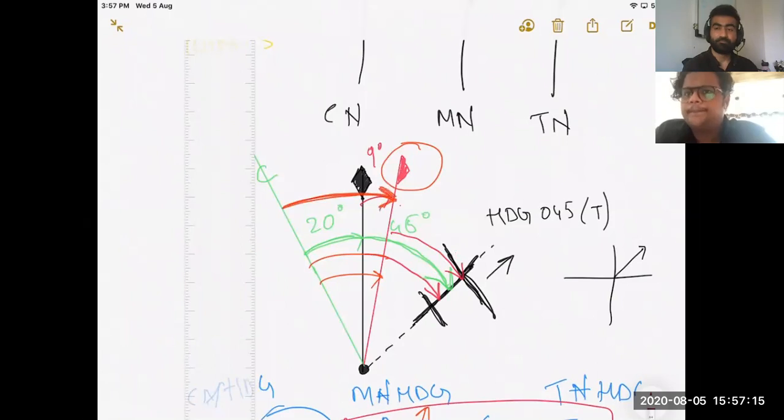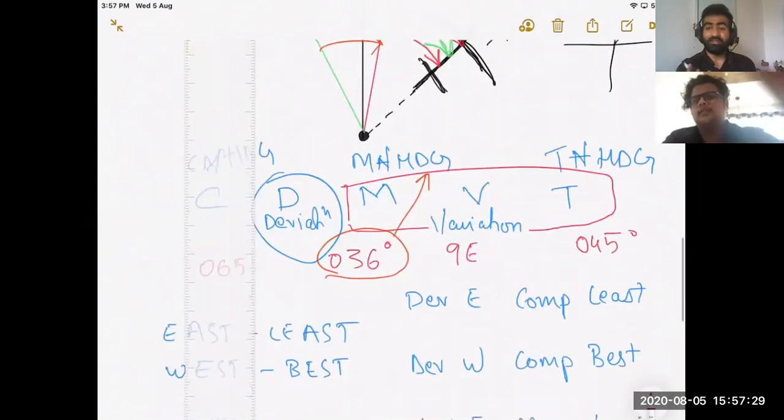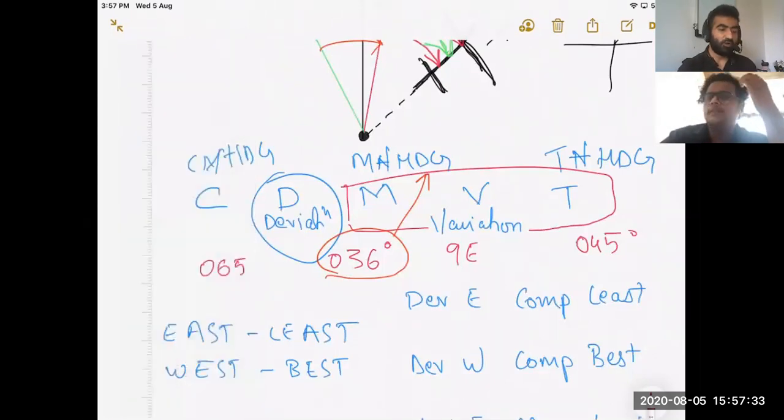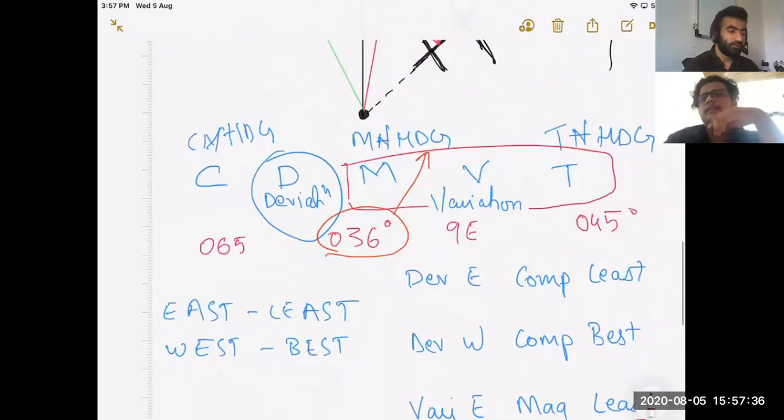So how much is this? Up to true north, you know that is 20 degrees. And this is 9 degrees. So, 29 degrees. Now whether it is east or west? Your deviation is east or west? How will you find out? Deviation is 29 degrees. So, it will be east, I guess.